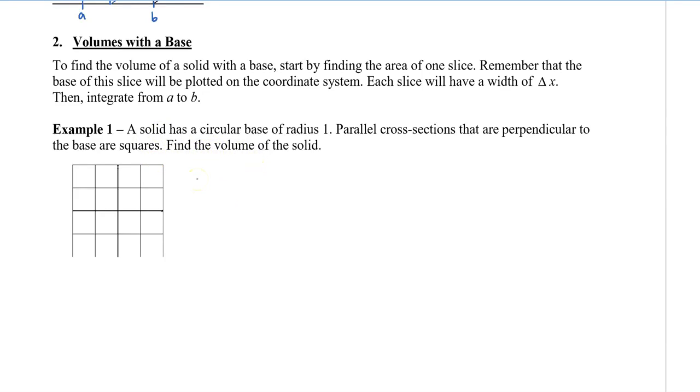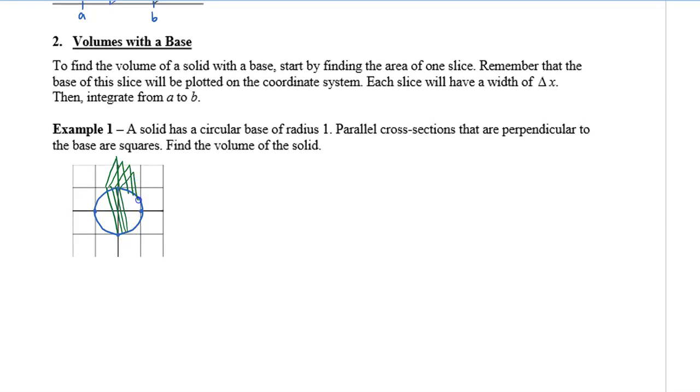So we're going to imagine that we have a circle, and I'm going to draw the base on here. The base is a circle of radius 1, and then we're going to draw parallel cross sections that are perpendicular to the base. It's very hard to draw, but let's say that we're going to draw a square. Oops, let me try this again. We're going to imagine that there are squares and an infinite number of them going like this.